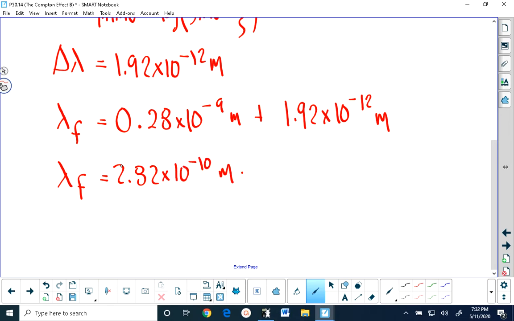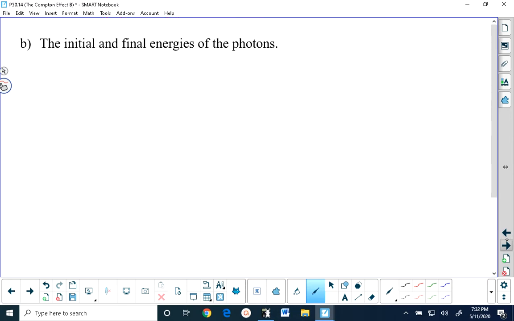And that's the answer to part A of this question. When we take a look at part B, it says, what is the initial and final energy of the photon? So we're going to use E equals hc over lambda to calculate the energy of the photon to begin with and the energy of the photon afterwards.